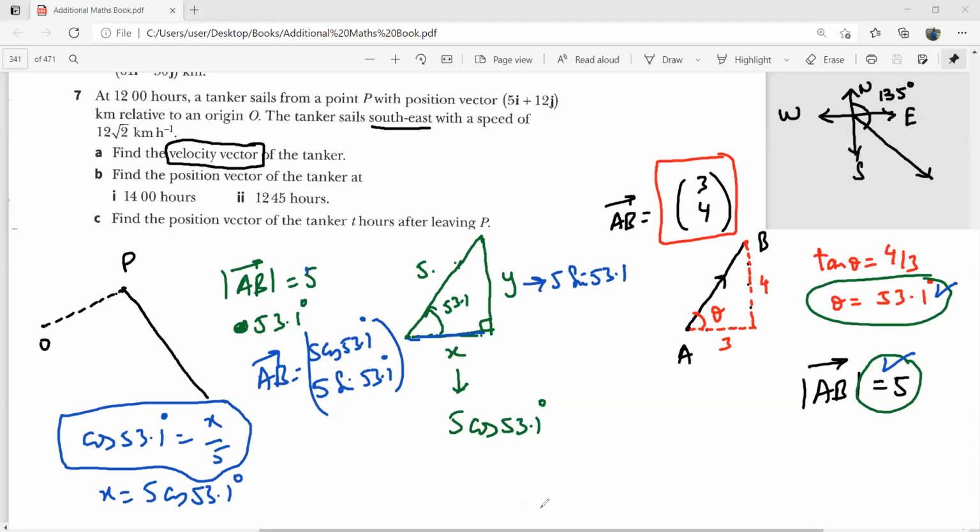Now let me give you some more examples here. Now suppose there's a vector whose magnitude is, let's say, 10.